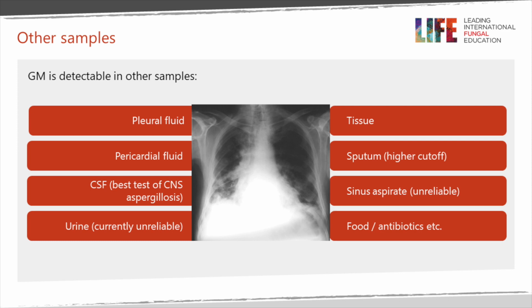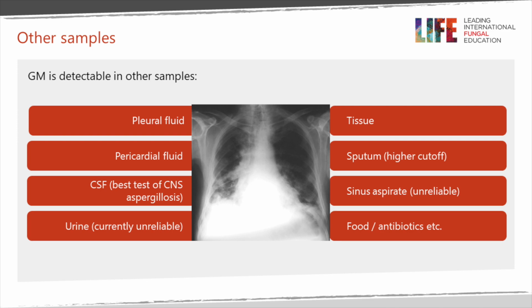What are our samples? We focused on serum or blood, and we focused on BALs, pleural fluid, pericardial fluid, cerebrospinal fluid, urine, and there are now some point-of-care tests being developed for the detection of a Galactomannan-like molecule in urine, but that's a subject of another lecture. Tissue extracts you can prepare, sputum, but here we're talking about a much higher cutoff, maybe around about 6.